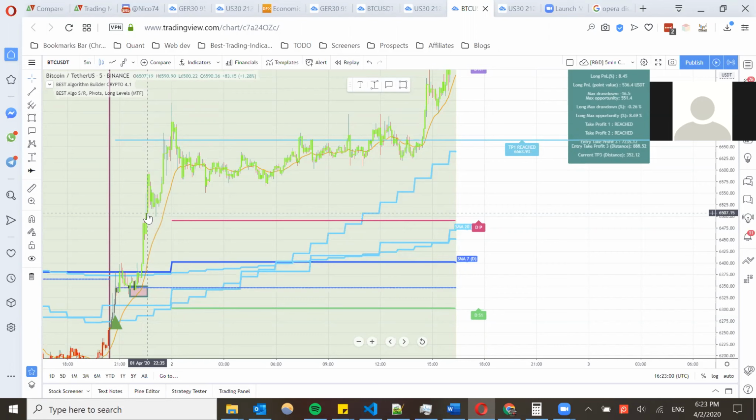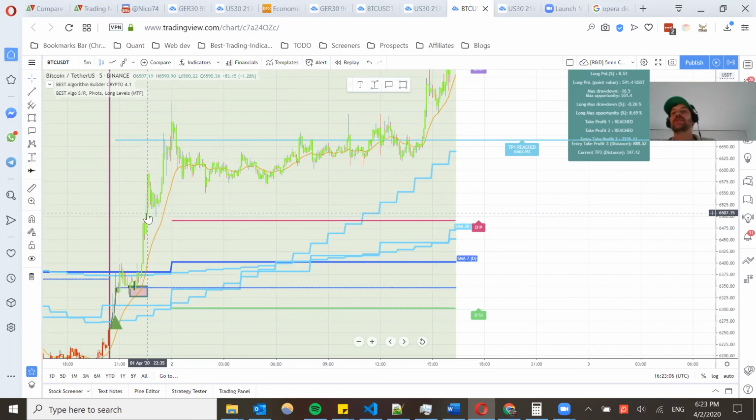Okay, the reason the stop loss sometimes is not hit, there is one word for that: slippage. In times of high volatility, the slippage is big. And so, yeah.